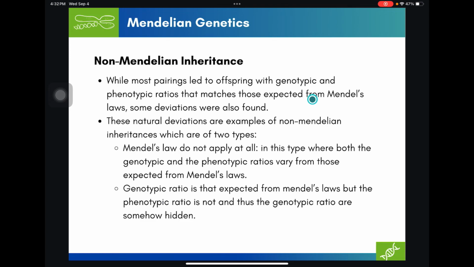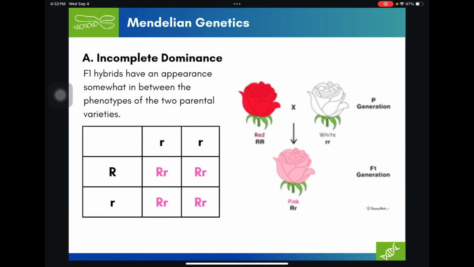Now, while most pairings led to offspring with genotypic and phenotypic ratios that match those expected from Mendel's laws, some deviations were also found. These natural deviations are examples of non-Mendelian inheritance, which could be of two types. First, Mendel's law does not apply at all, and second, the genotypic ratio is that expected from Mendel's law, but the phenotypic ratio does not match our genotypic ratio. So let's have an example.